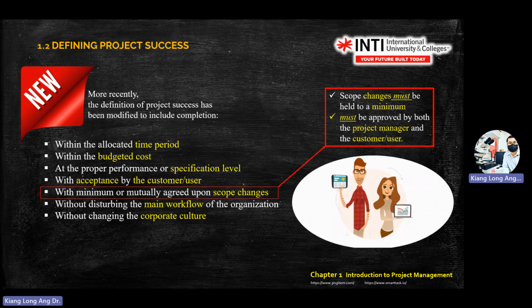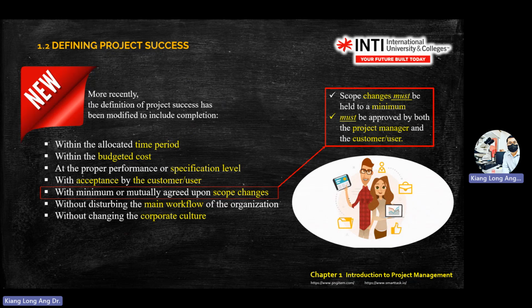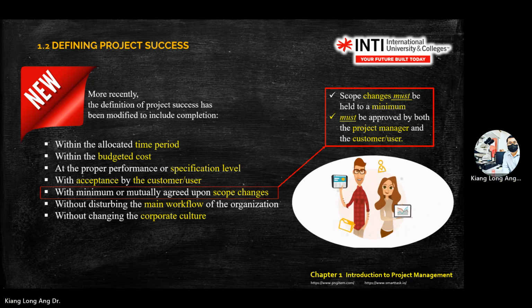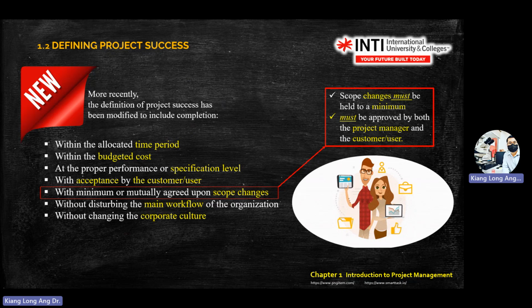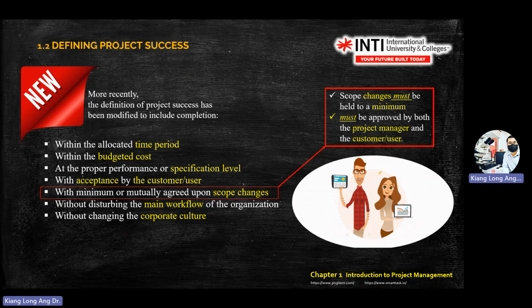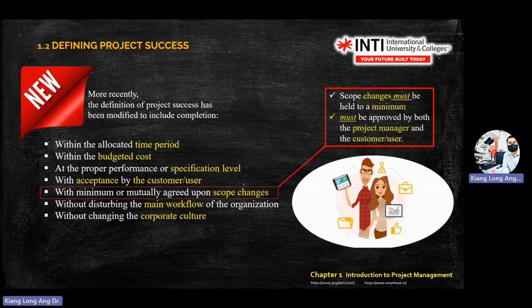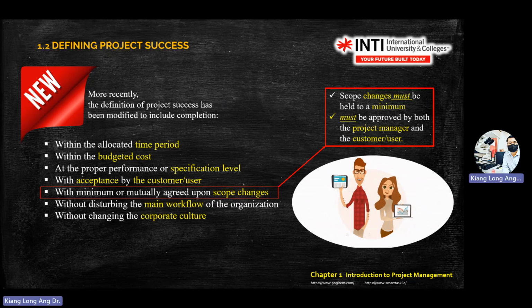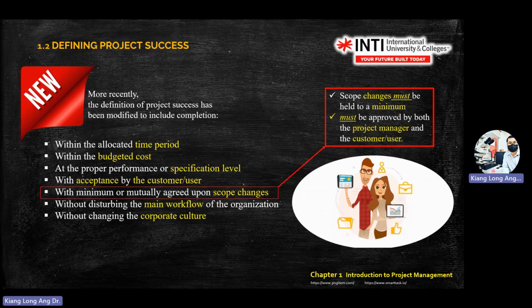Okay, I need to highlight that in the latest definition of project success, there's one criterion, which is you need to meet within the minimum mutually agreed upon scope changes. As a project manager, if the project is already running or in the negotiation stage, make sure the scope changes stay within the minimum. And then it must be approved by both sides, by the project manager and also by the customers.